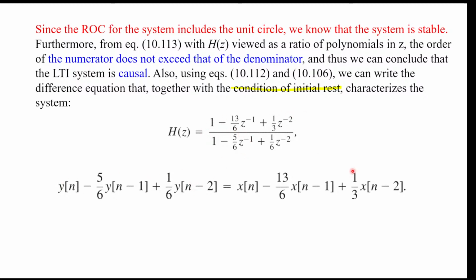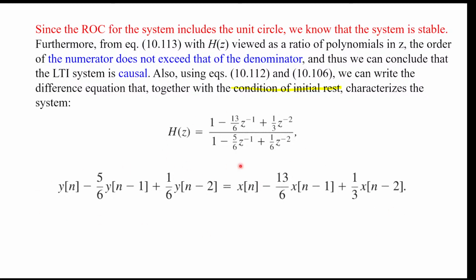The numerator corresponds to terms of x. So this 1 becomes x[n], and 13 over 6 z to the minus 1 becomes x[n minus 1], etc. And the denominator corresponds to terms of y. And finally, this causal condition means that you can just think the system satisfies the condition of initial rest.